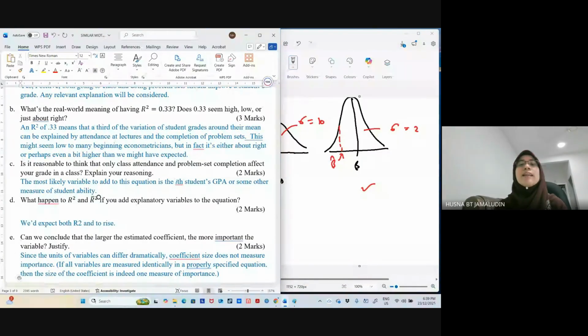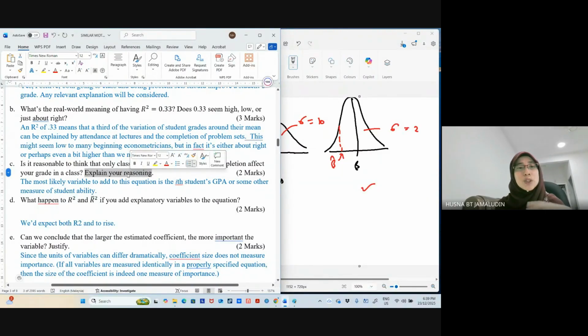Some people just put income, that's it. But the question says explain your reasoning, which means make sure that it is reasonable. Let's continue. There are many other variables that can affect your CGPA. For example, if you have a boyfriend or girlfriend, that will also affect your CGPA because you split your time between studying and spending time with them. It will have some impact, which could be positive or negative depending on the influence of that variable.